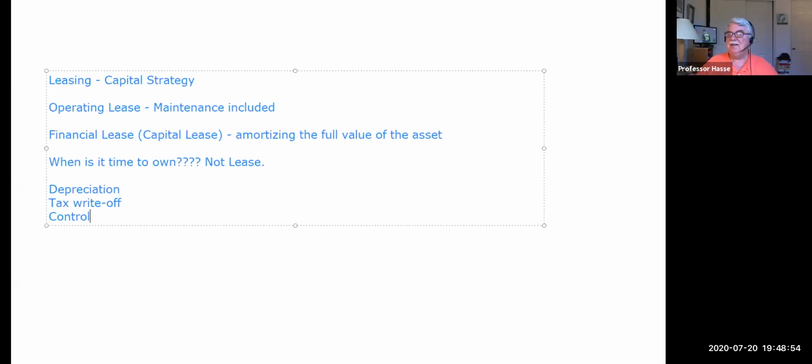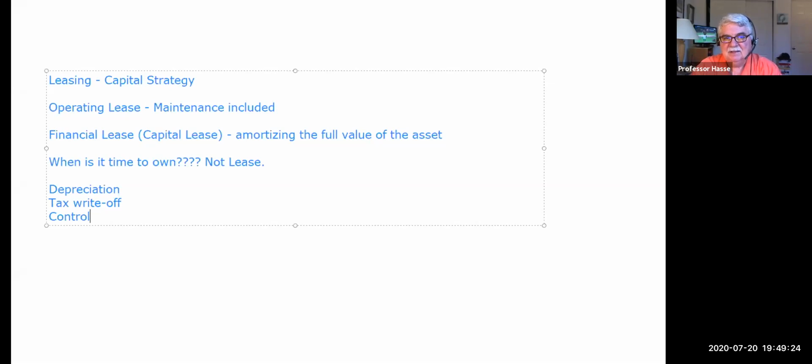Now, I'm not going to give you any case studies on leasing. We're not going to have any questions or assessments on leasing. But leasing is a good thing to keep in mind as a manager, as a financial strategy. When should I lease and when should I not? What are the alternatives to leasing? Why is it important? Why is it not? That's what I want you to take out of this.